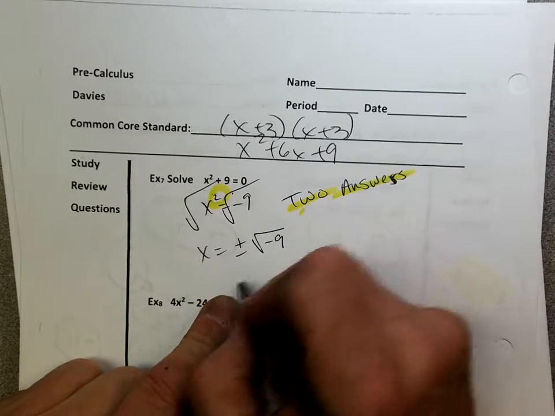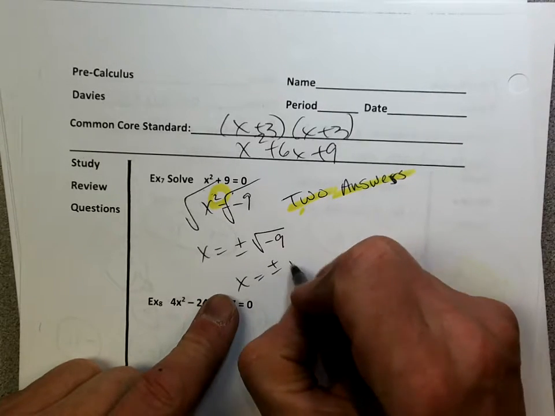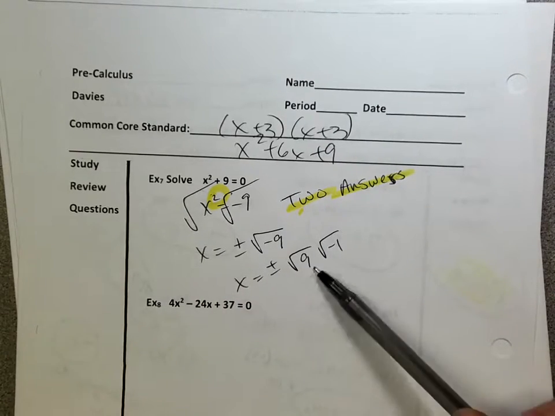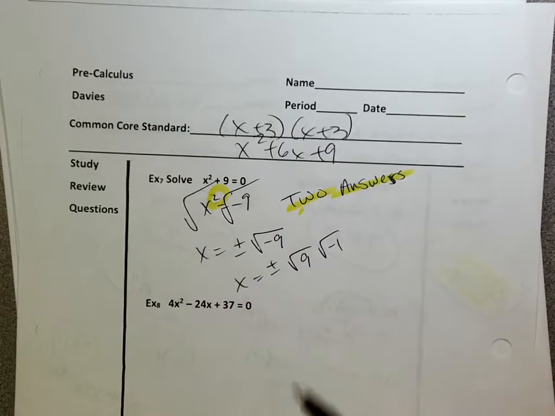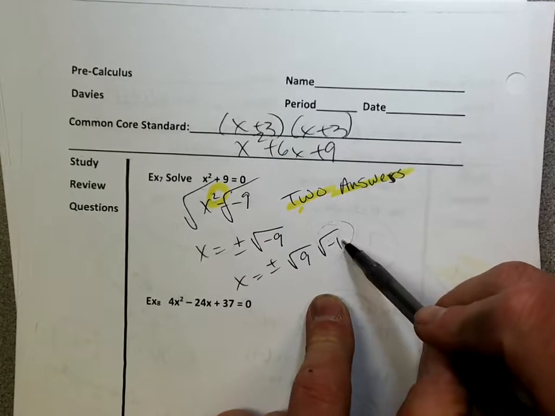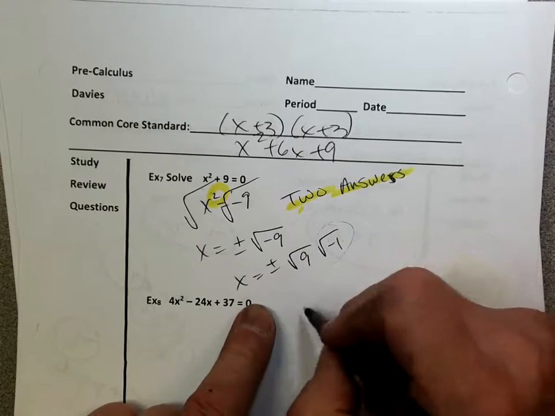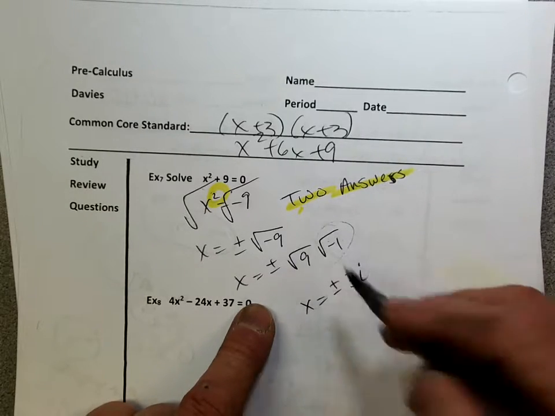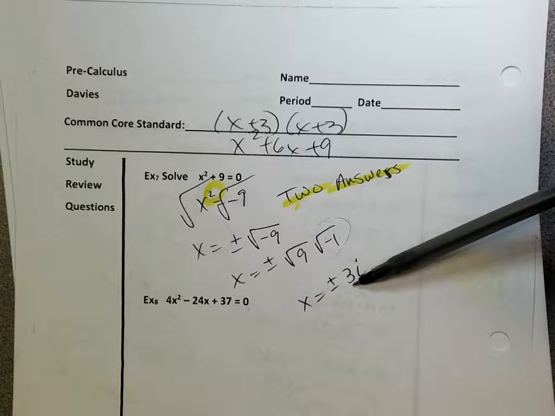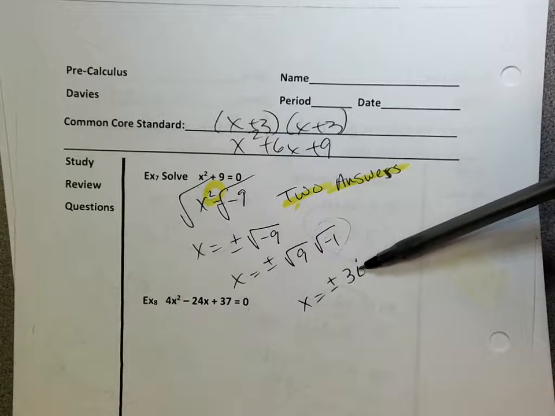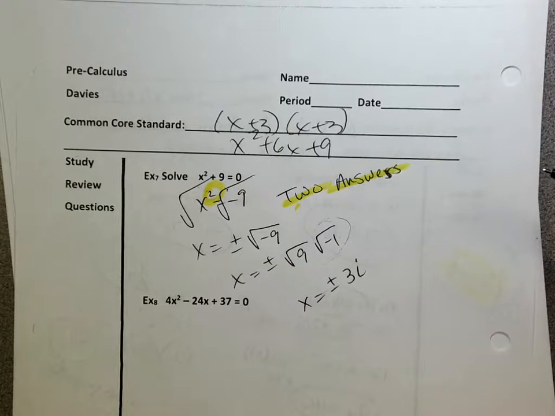So let me rewrite this as x equals plus or minus the square root of 9 times the square root of negative 1. Okay? Because 9 times negative 1 makes negative 9, right? This is i, isn't it? So my answer, x equals plus or minus 3i. And the 3 came from the square root of 9, and the square root of negative 1 becomes the i, okay? Thumbs up? Okay, not too bad.